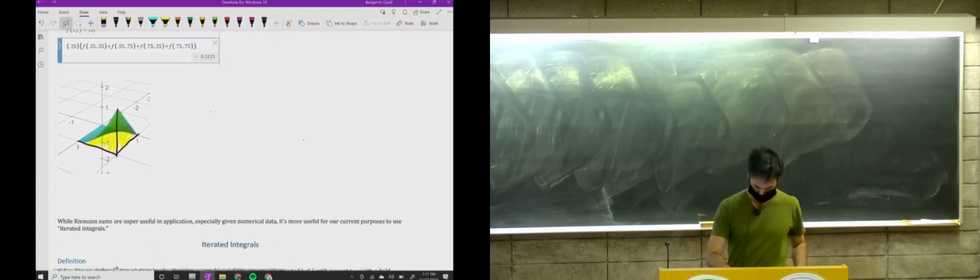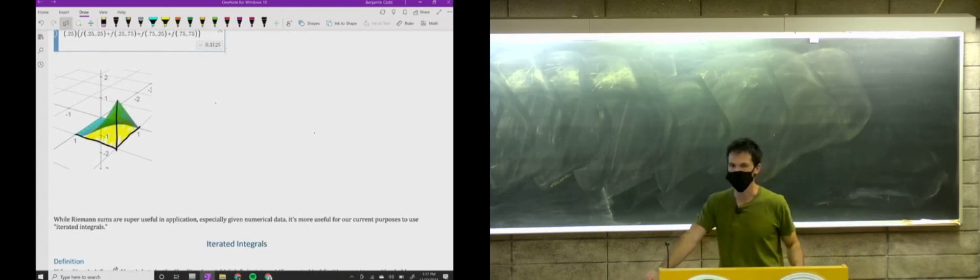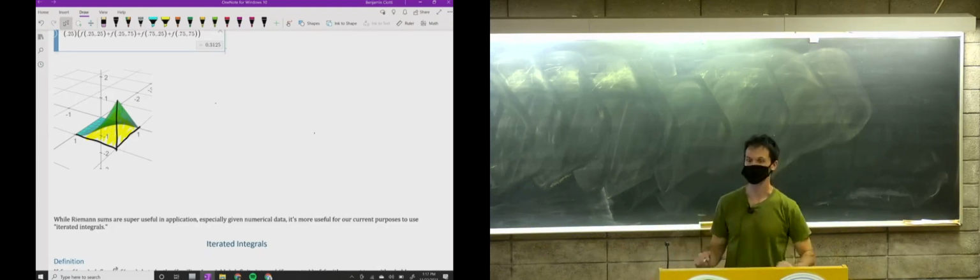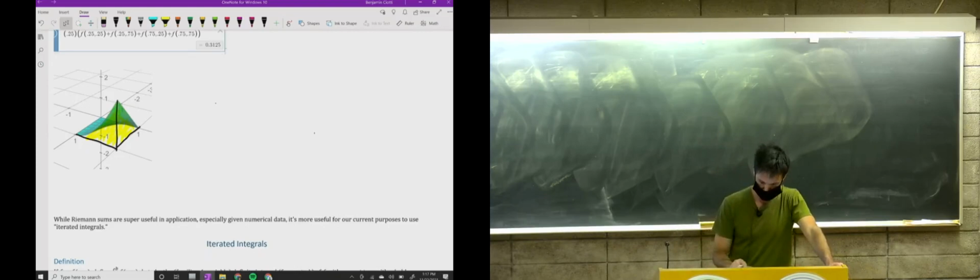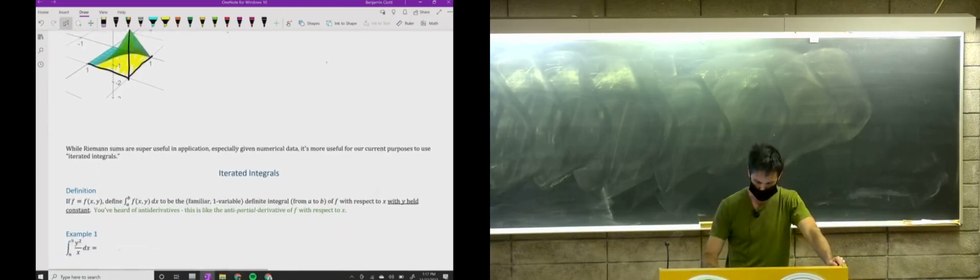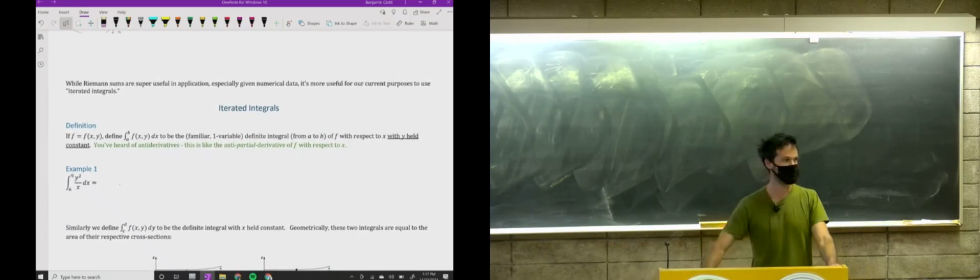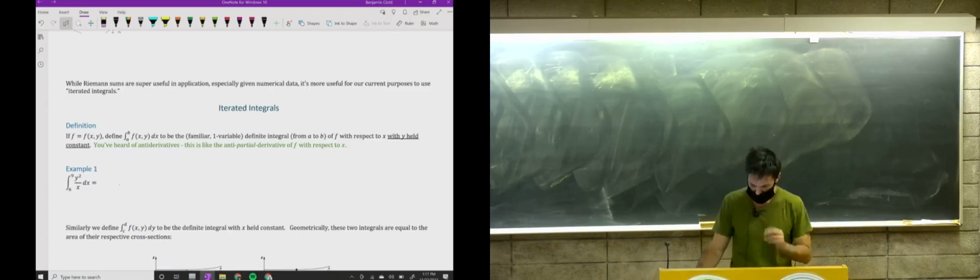So Riemann sums are super useful in application. But we're going to focus on a more theoretical technique for computing double integrals. For our purposes now, for the most part, we're going to use the method of iterated integrals for computing double integrals. So this is going to make use of Math 10b material. It makes a comeback now, finally, after all this time.